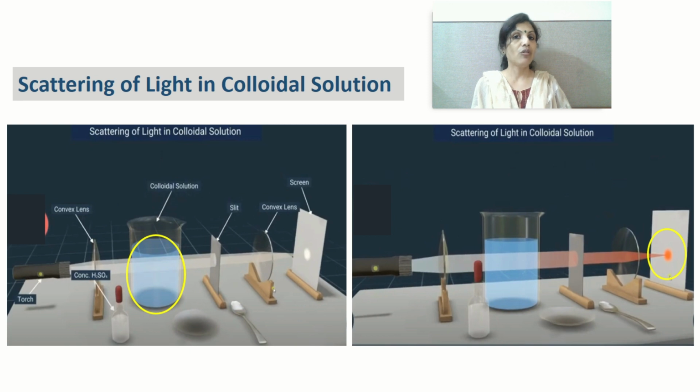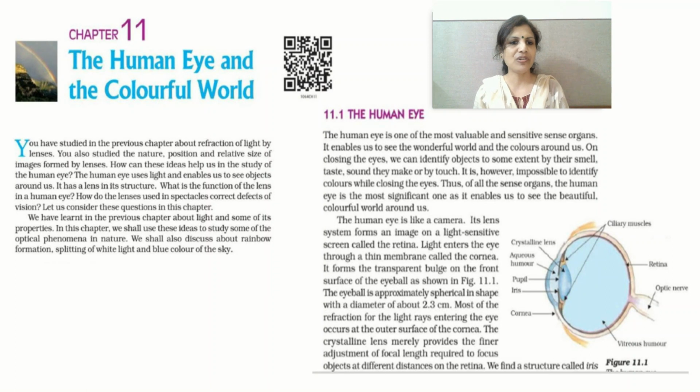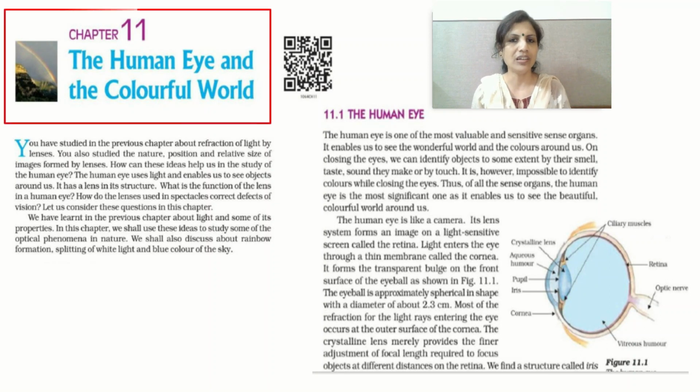But I want all of you to go through the lesson once, and for that we will have a quick revision of all the topics which we have covered in this lesson. This is the first page of the chapter, children. Chapter 11, Human Eye and the Colorful World.